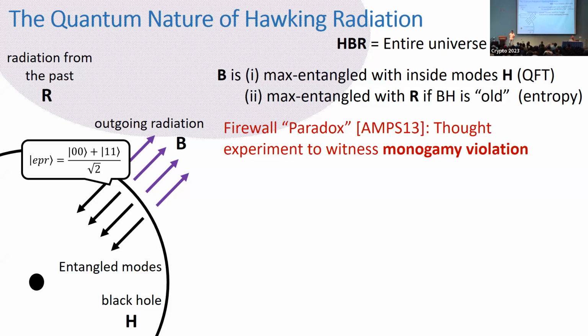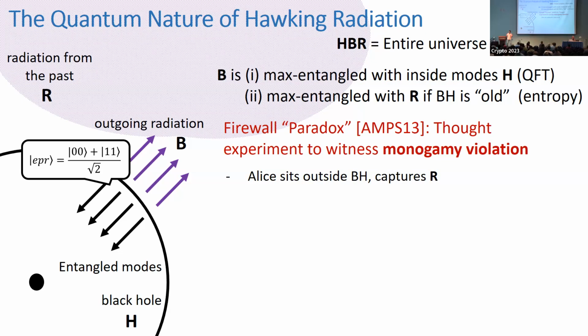And what the firewall paradox actually attempts to show is that this violation of entanglement is effective. You can actually witness it. And they're doing it in a pretty simple way. So if you're inside the black hole, then you cannot go out. But if you're outside, then you can certainly go in. So they were proposing the following.